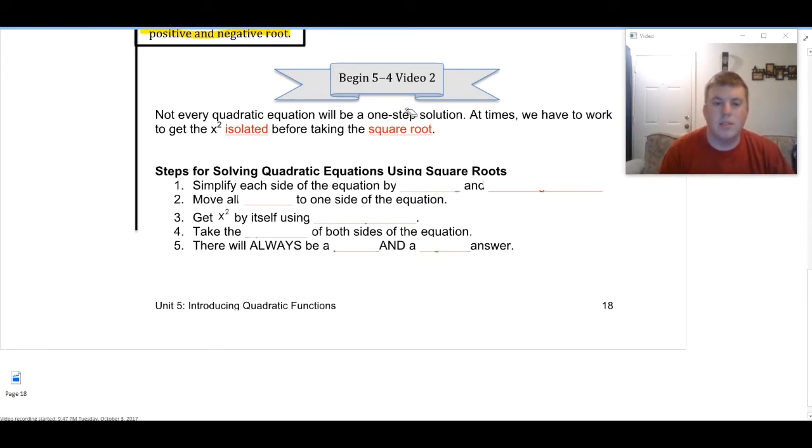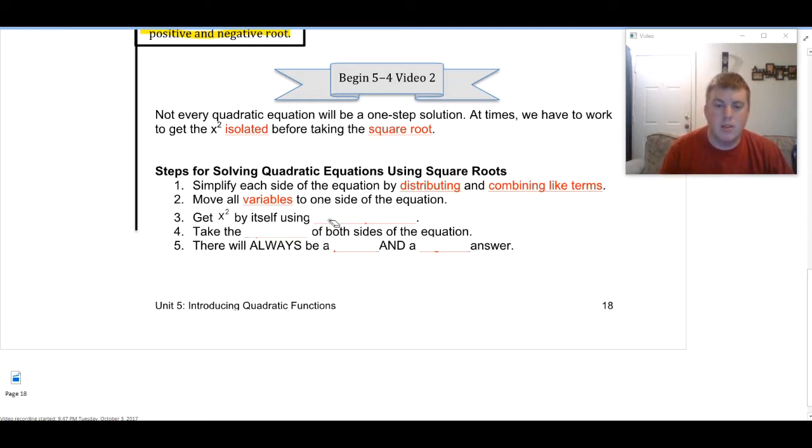So we are going to have some steps for solving quadratic equations by using square roots. Our first step is going to always be to simplify each side of the equation by distributing and combining like terms. This is going to be something very similar to when we were solving equations in Unit 1. That was basically our first step anytime there. We had to distribute and we had to combine like terms. And just like we were doing in those equations, the next thing we would have to do is move all the variables to one side of the equation. Get all our x squareds and x's over to the same side.